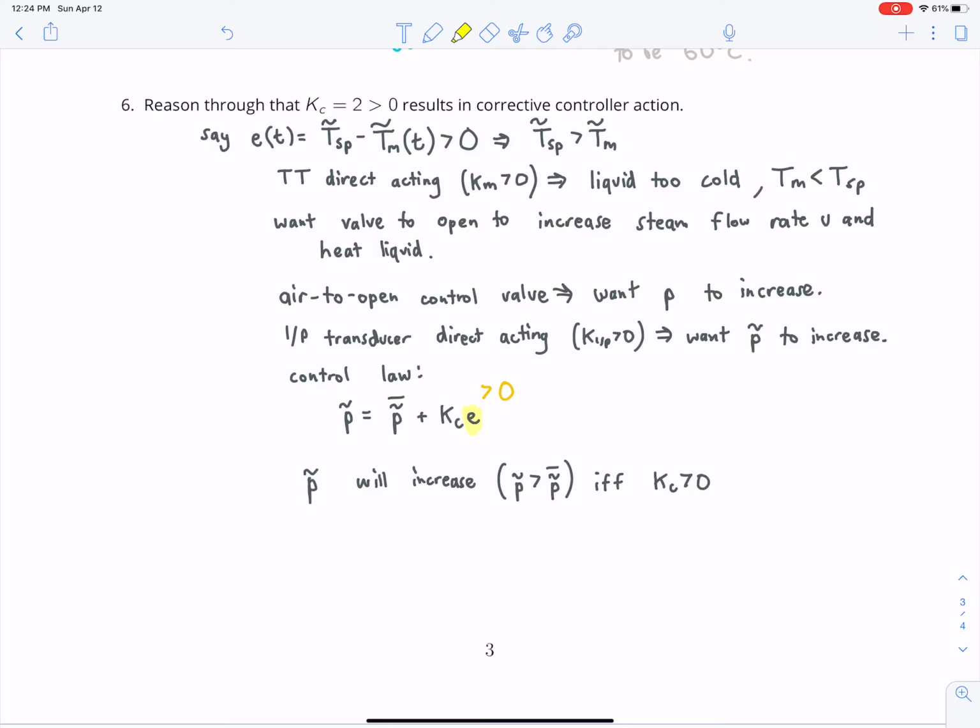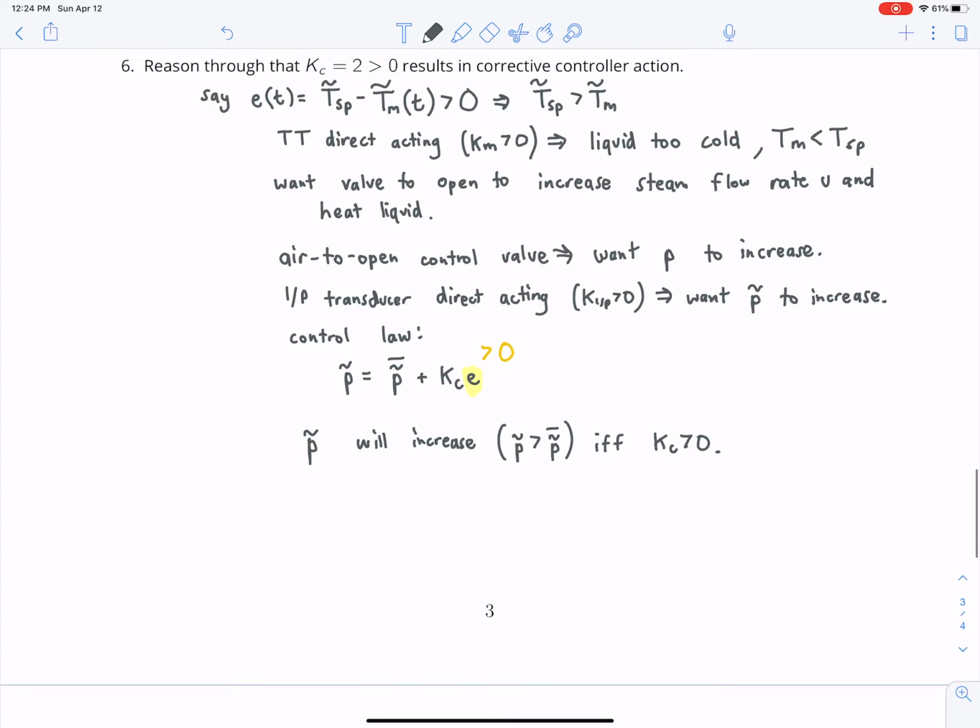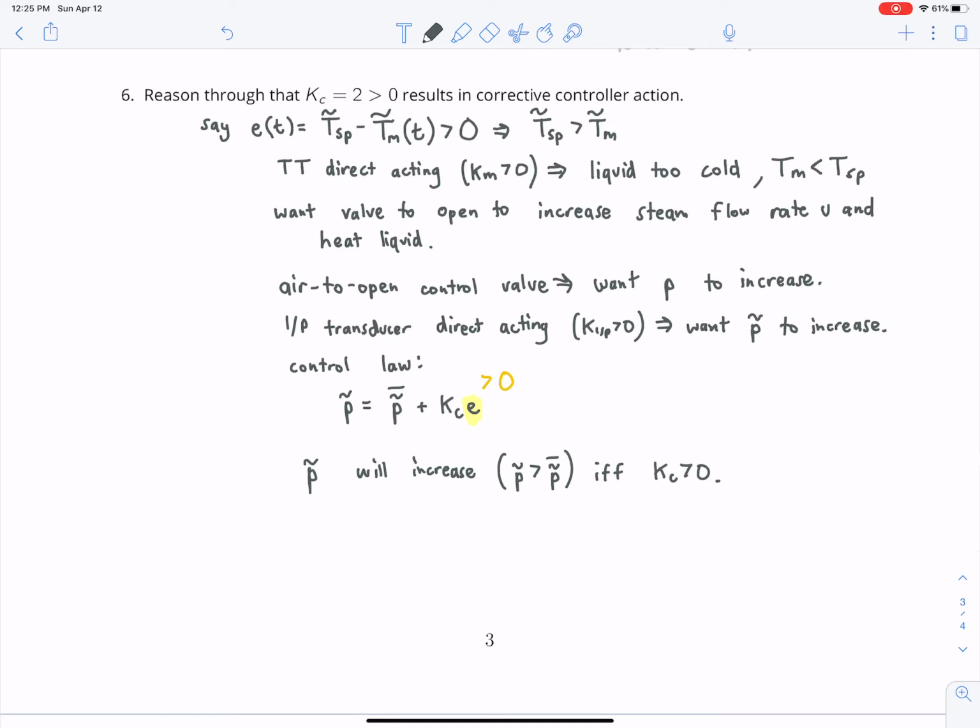So basically, what we've shown is that, yes, in order to have corrective controller action, the controller gain has to be positive. If the controller gain were negative, think what would happen. P tilde would decrease, and then the valve would close and exacerbate the situation, and it would take the opposite action as what's needed. So this is the logic that you need to do. You need to walk through each step of the process and think about the directions that each are acting based on our input and output relationships. But I just gave you the control gain in this one.